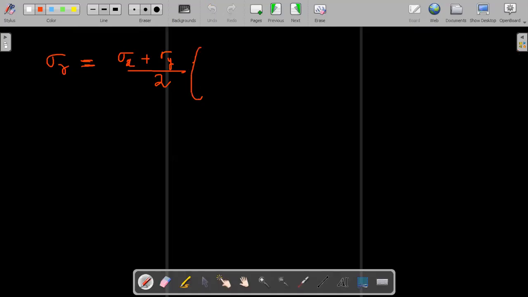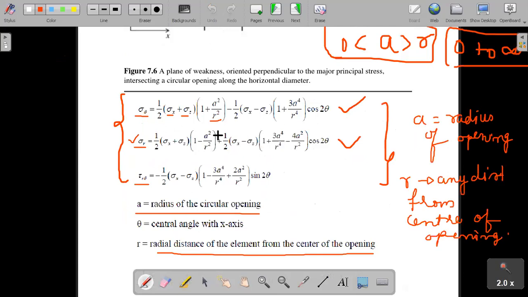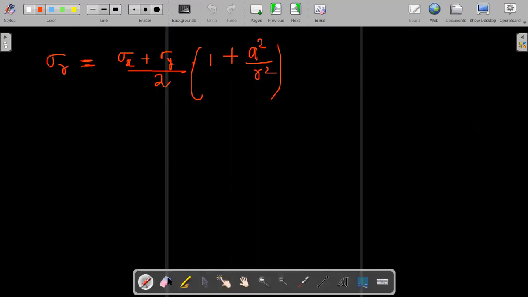1 plus a square by r square. Not minus, sorry, it is minus. No, that one is plus, it is fine. Sigma r, radial. I am writing minus for sigma r. Minus. Yeah, minus. And plus here, 1/2, plus 1/2 times sigma x minus sigma z, or sigma y.